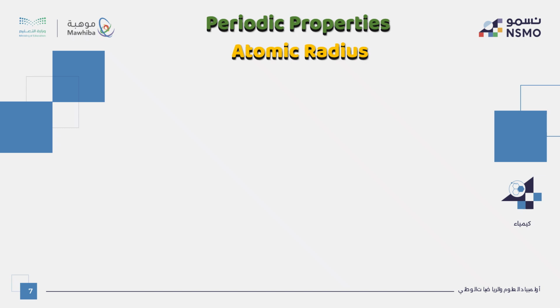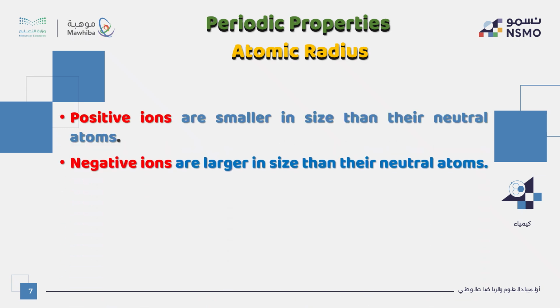Size of ions compared to neutral atoms. Atoms can lose or gain electrons to form ions, and this affects their size. We start with the positive ions, cations. Positive ions, or cations, are smaller than their neutral atoms.